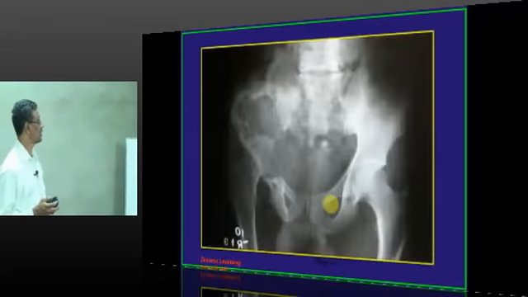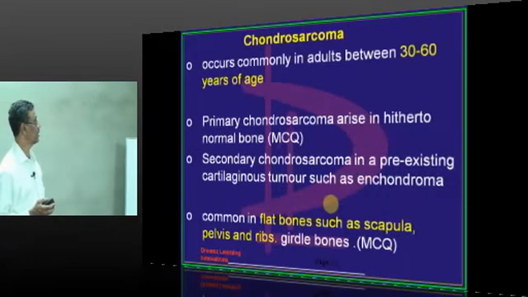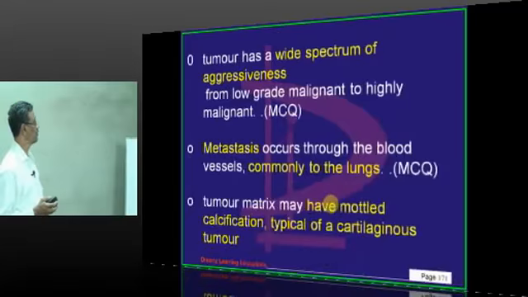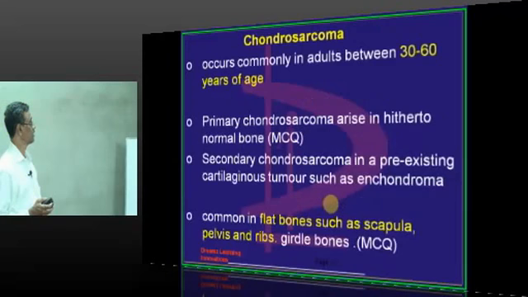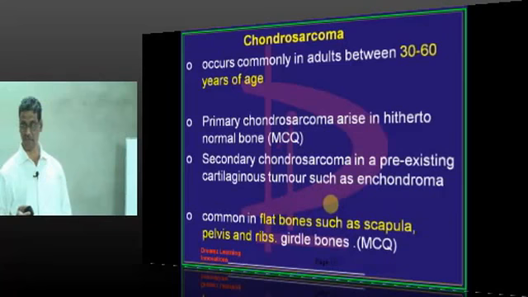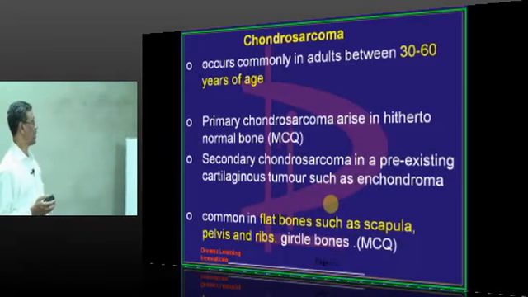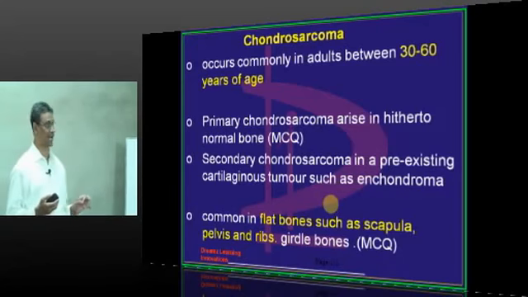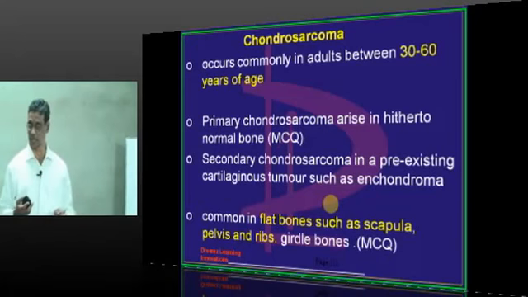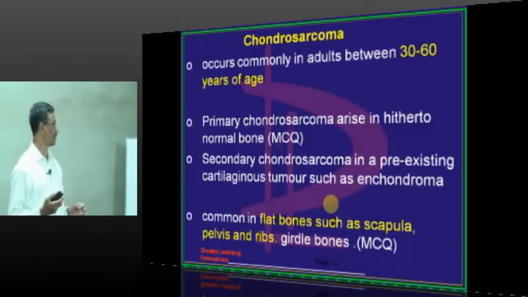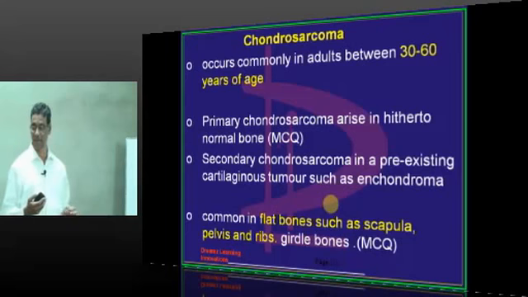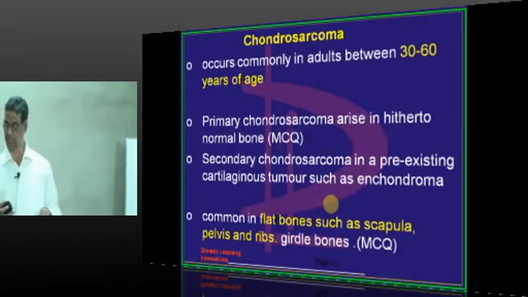So, just chondrosarcoma. The salient points are: 30 to 60 years of age. Primary chondrosarcomas arise in normal bone. Secondary chondrosarcomas arise in a pre-existing cartilaginous tumor such as enchondroma, and commonly in flat bones such as the scapula, pelvis and ribs, the girdle bones. These are the important MCQs that were given.